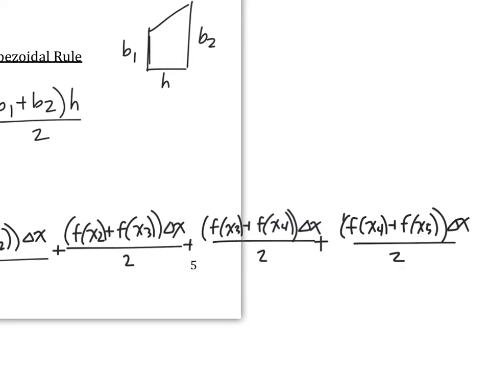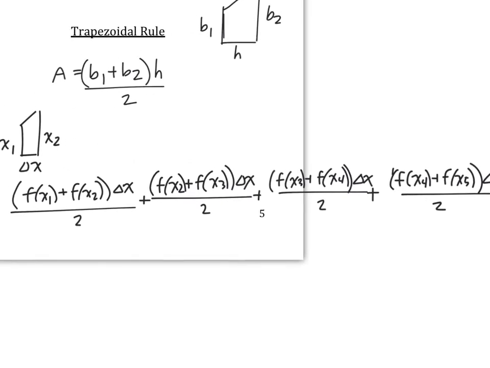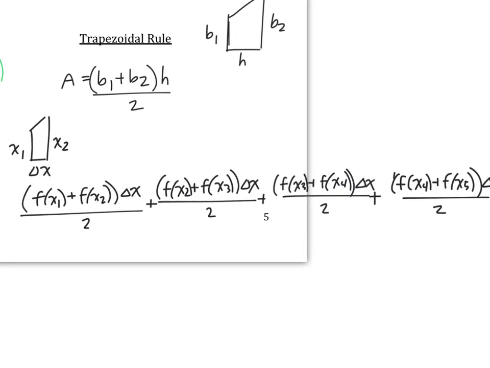All right. I am going to simplify this by taking out the greatest common factor. What is the greatest common factor? Good. Delta x over 2. What's left? The rest. Let's try to combine it in our mind, if you can. F of x1 plus 2 f of x2.